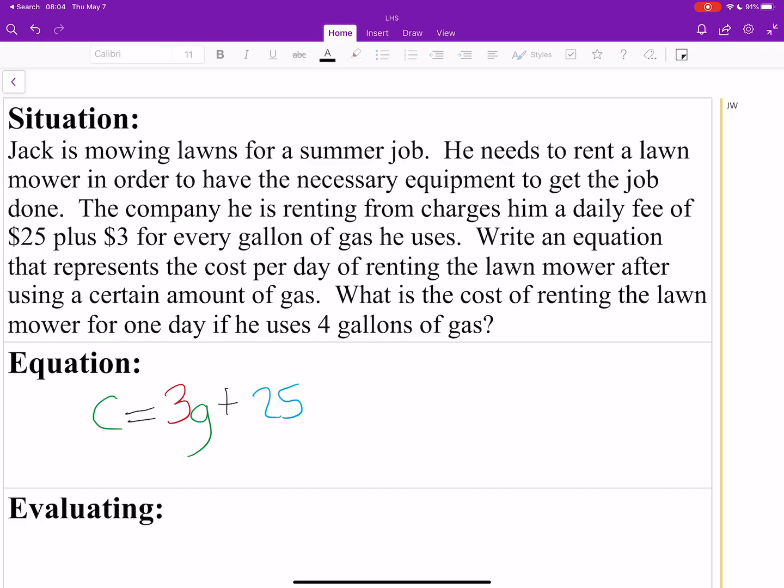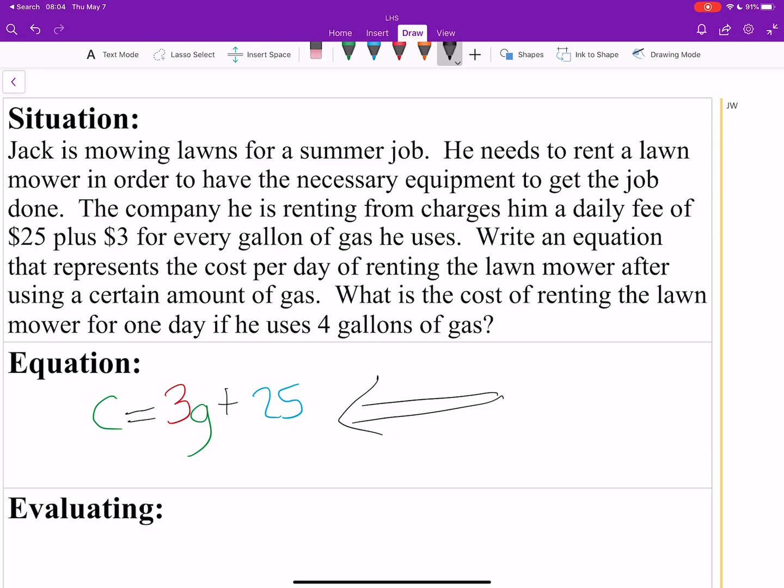So Jack is mowing lawns for a summer job, and remember it costs a certain amount per day to rent the lawnmower, plus $3 for every gallon of gas that he uses. In another lesson video, I showed you how to write the equation, which I have right here. It represents the cost of renting the lawnmower for one day, the cost of using the lawnmower after a certain amount of gas, okay? So $3 times every gallon plus the $25 he has to spend every day just for renting the lawnmower.